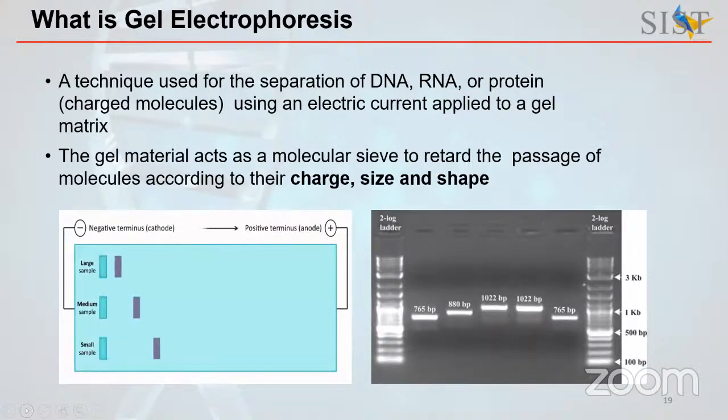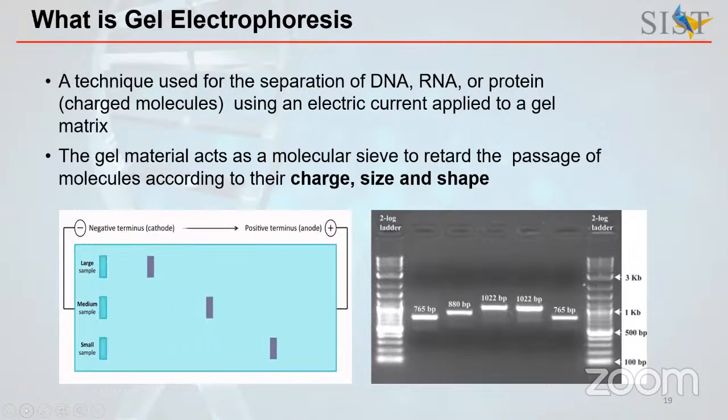So what is gel electrophoresis? That is a technique used in the laboratory to separate DNA or any other macromolecules such as RNA and protein, because they are charged molecules, using electric current applied on a gel matrix. By doing gel electrophoresis, you can separate the DNA fragments according to their size, charge, and shape. I have told you that DNA is always negatively charged. So in gel electrophoresis, where we are applying electric current, the DNA will always move towards the anode because it is negatively charged. Based upon their size, the movement of the DNA fragments will differ.